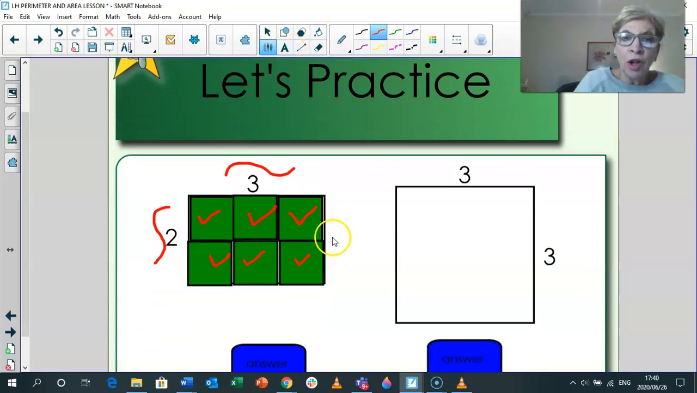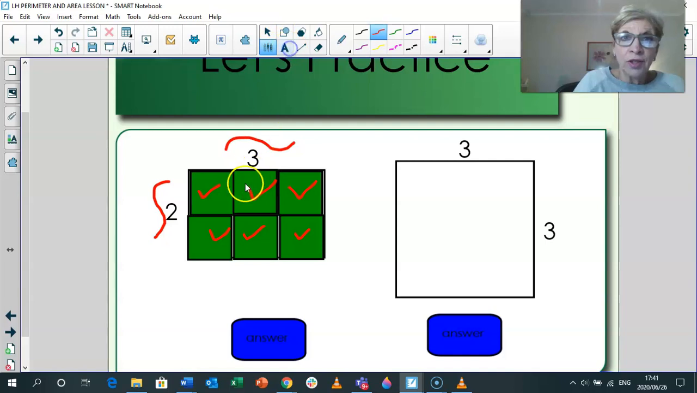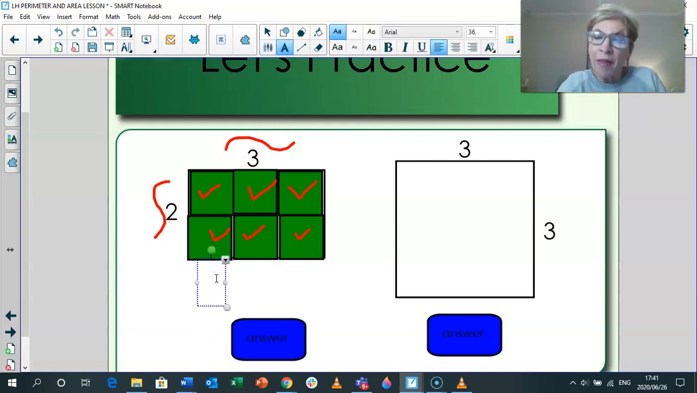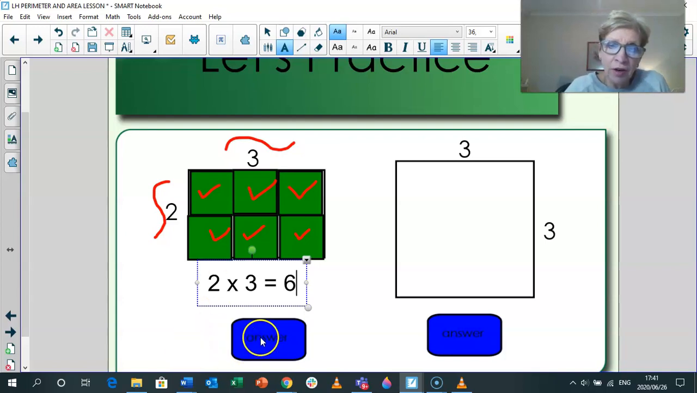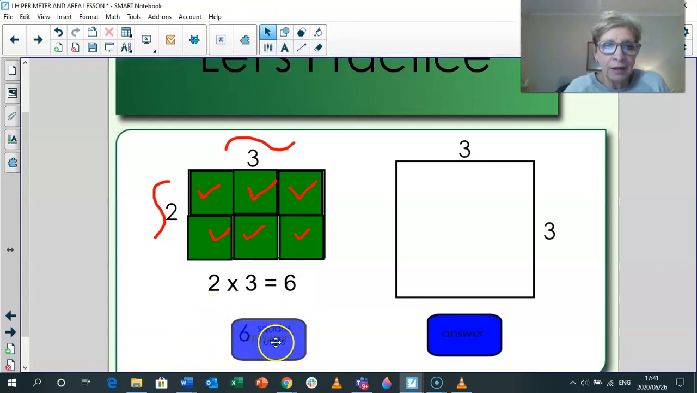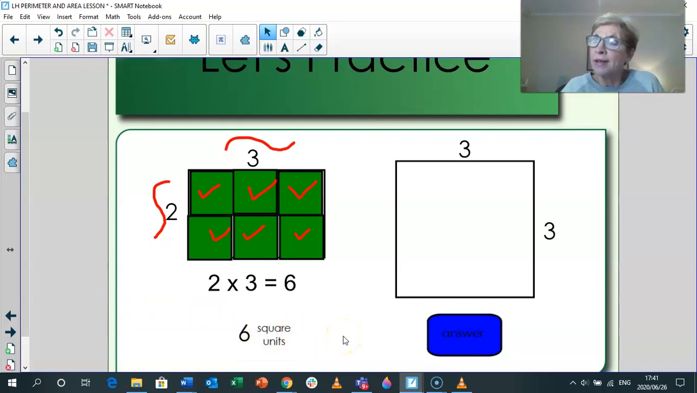But we also know that we can multiply the one side by the other side. 2 squares multiplied by 3 squares equals 6 squares. Let's see if our answer is correct. There we go. 6 square units cover that rectangle, or that rectangle takes up 6 square units of space. So I would go to the carpet shop and say, I would like 6 square meters or square units of carpet, please, to cover this room.